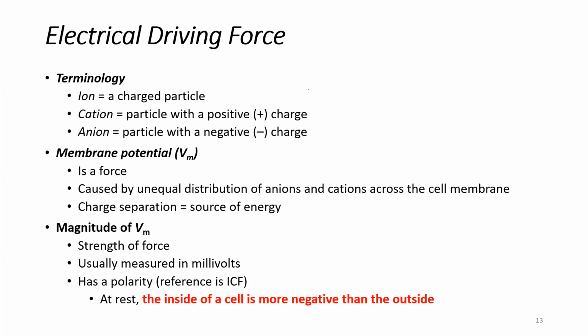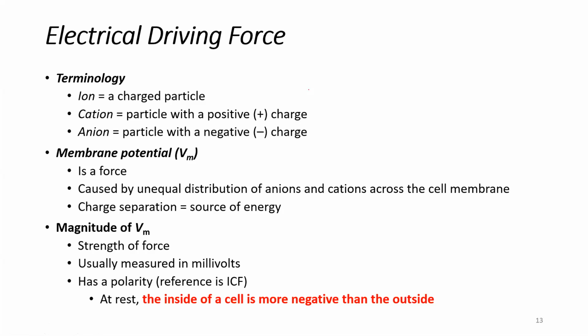So if I have a lot of negatively charged ions inside the cell, a lot of positively charged ions outside the cell, then there's a force, there's a potential to pull the particles from one side of the cell to the other because of that unequal distribution or unequal separation of the charge. That is what we refer to as the membrane potential. Now, the magnitude of the membrane potential, how strong it is, how forceful it is, is determined in millivolts. And this is referencing the inside of the cell.